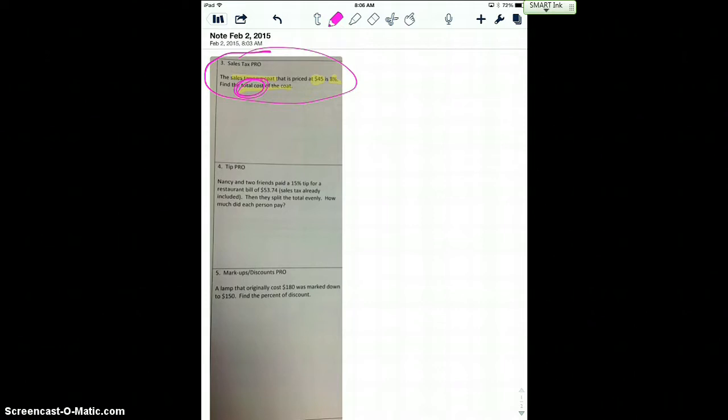Keyword, total cost. Total. All right, so the coat costs $45. You see that on the tag. But that's not all I'm going to pay. I'm going to pay more money. What am I paying? I'm paying sales tax also. So my answer should be more than $45 when I put it down.